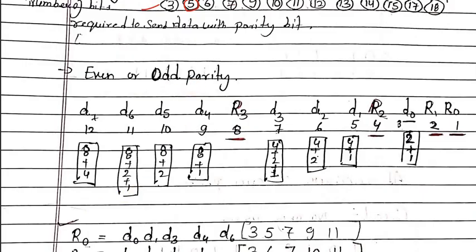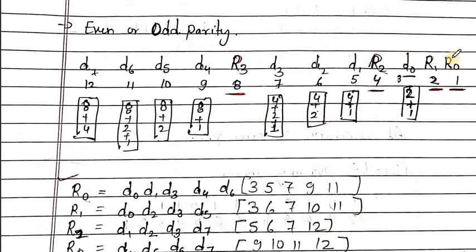Even and odd parity: we can follow both here, but we should follow even parity. Here in the example, R1, R2, R3, R4 are the parity bits, and the D series is called data bits. How do we balance these parity bits by using data bits? Here R1 is placed at the one's place.